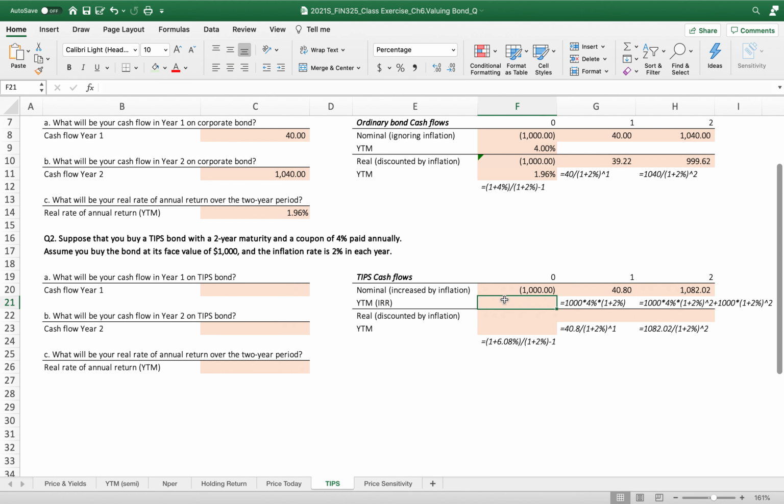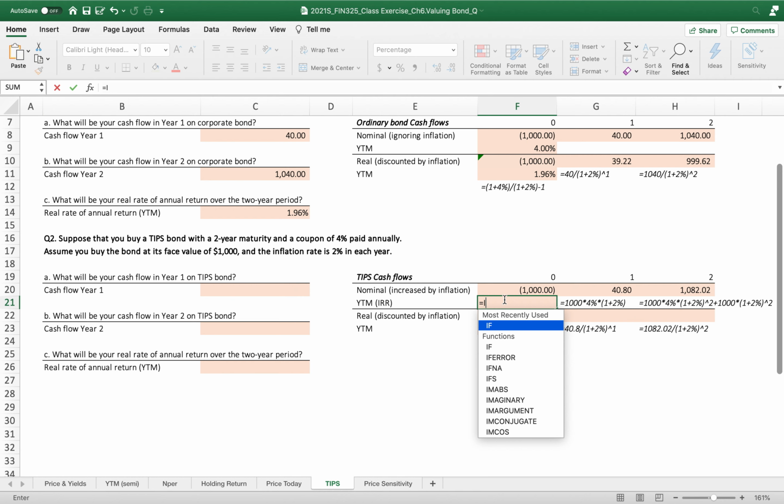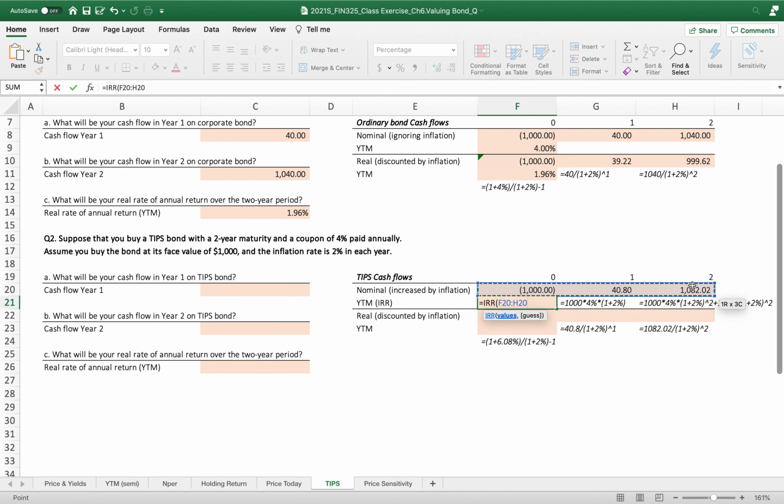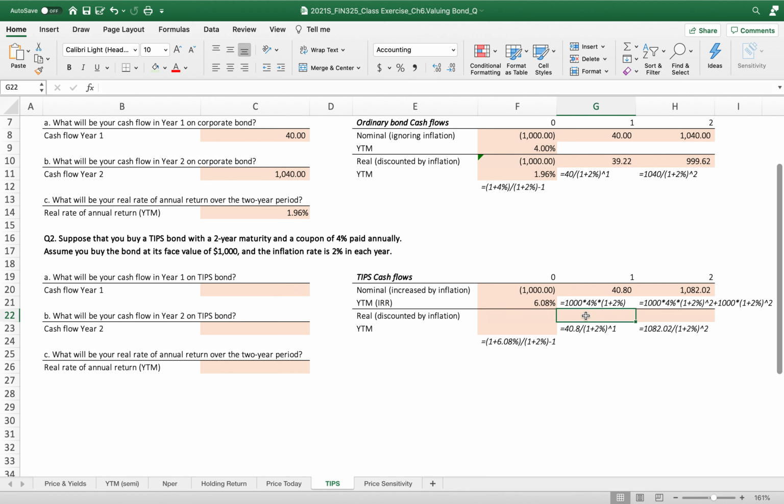Now let's calculate IRR. This IRR includes all these numbers. So 6.8% is the nominal interest rate. Okay. Then let's calculate the real interest rate. This $40.8 should be discounted by the inflation rate. So let's just calculate using this equation.